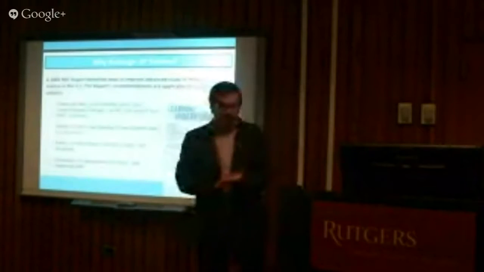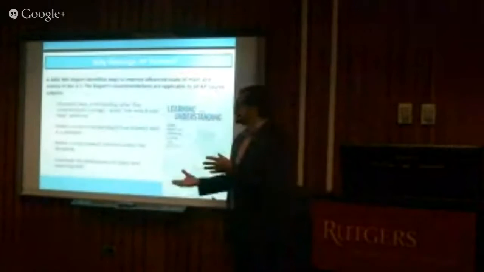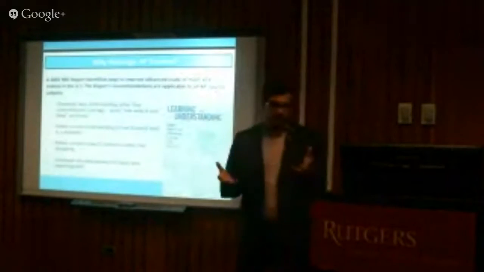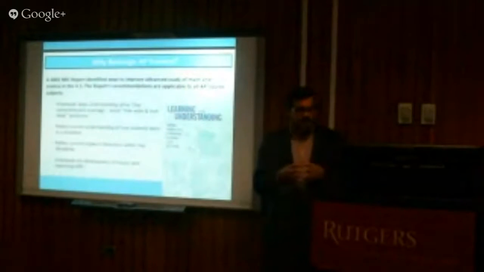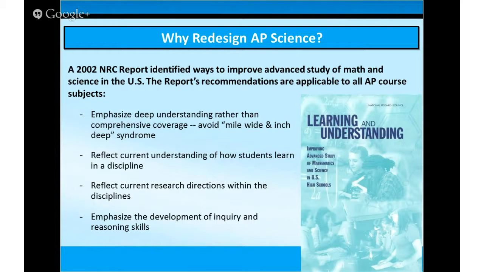Okay. So the first question is probably why did the College Board redesign the advanced placement science courses, right? They were making plenty of money. There was no real major push for us to do this, except that back in 2002, the National Research Council issued a report. The purpose of the report was to talk about ways in which advanced study in math and science education can be improved in the United States. One of the major criticisms levied by this report was on the AP Sciences assessments.